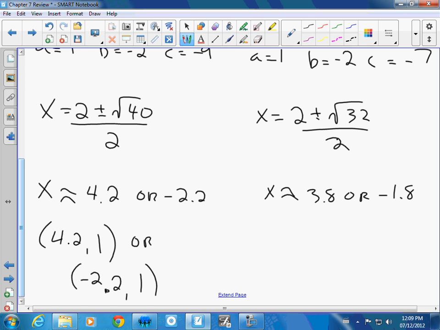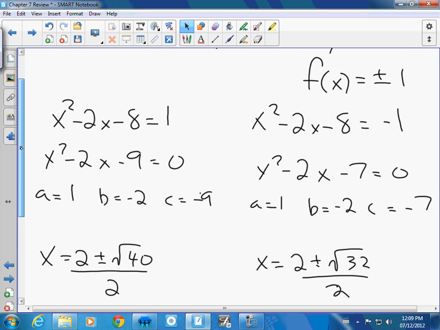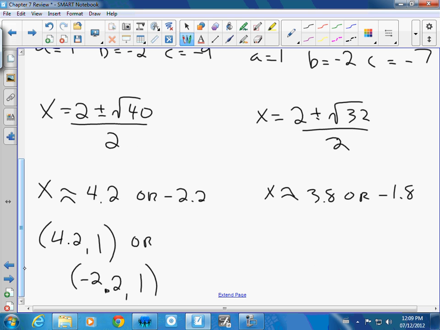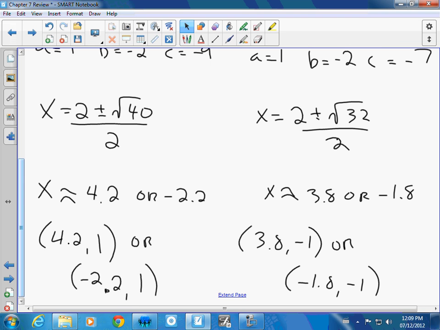Why is it a 1? Because look, what's y equal to? What's this y going to be equal over here? Negative 1. So our 2 points, those are our x values. So 3.8, comma, negative 1, or negative 1.8, comma, negative 1. Right? We need points so we can graph them. And that's what the invariant points are. They're the same on the original as they are on the reciprocal. Okay, let's plot these on the graph just to see what they look like.